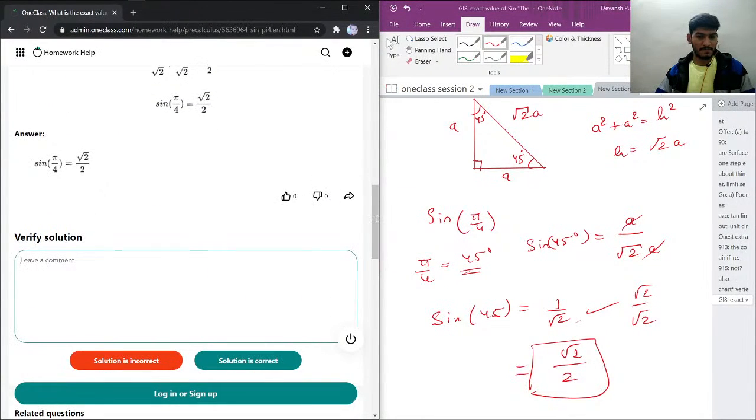We can also find the exact value of sine pi by 4 using a unit circle, but in this case I just used the isosceles right angle triangle. So the solution given here is correct. Good job.